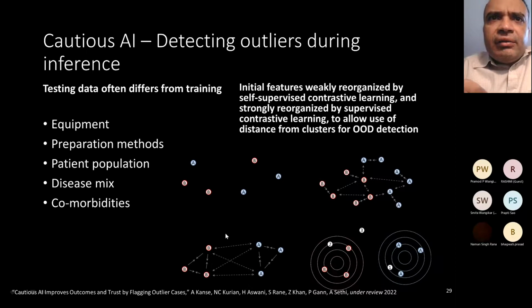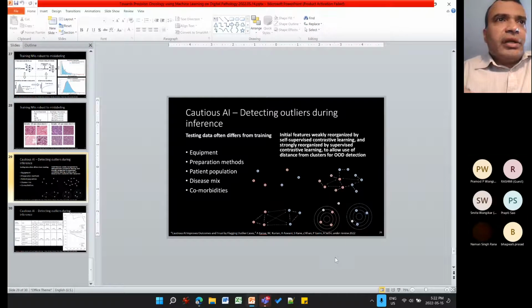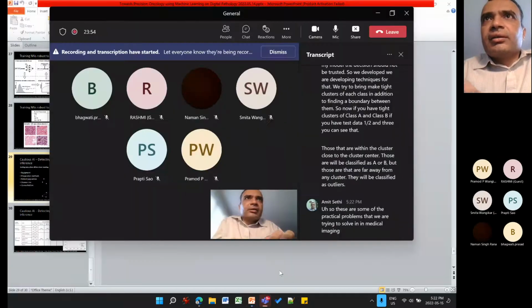We try to make tight clusters of each class in addition to finding a boundary between them. So now if you have tight clusters of class A and class B, if you have test data 1, 2, and 3, you can see that those that are within the cluster or close to the cluster center will be classified as A or B, but those that are far away from any cluster will be classified as outliers. So these are some of the practical problems that we are trying to solve in medical imaging.